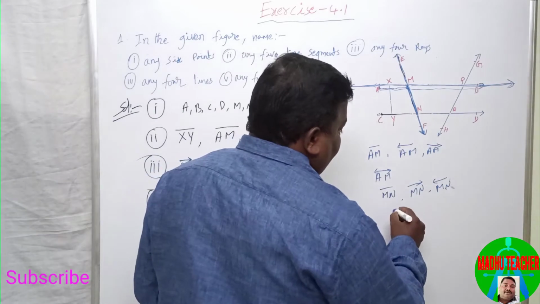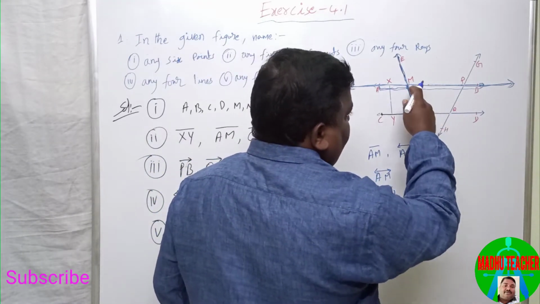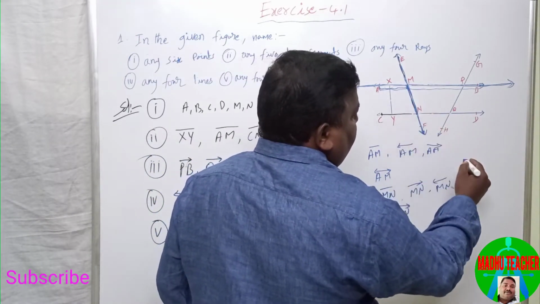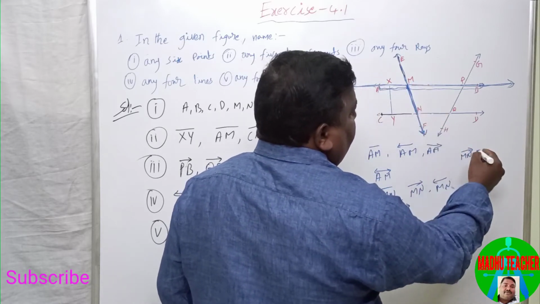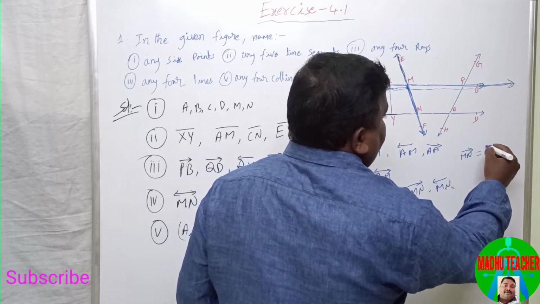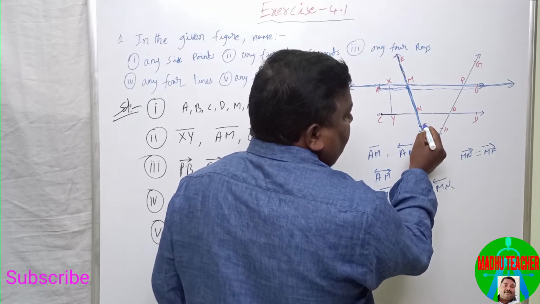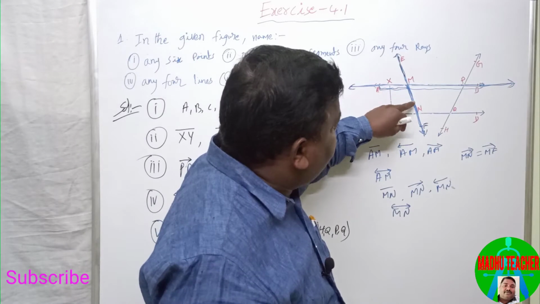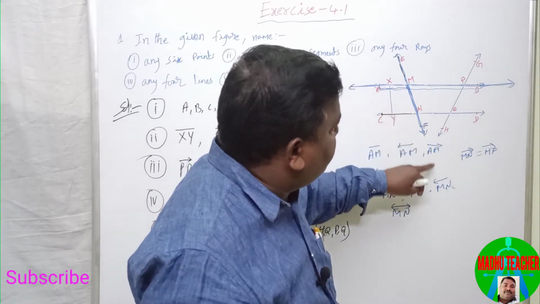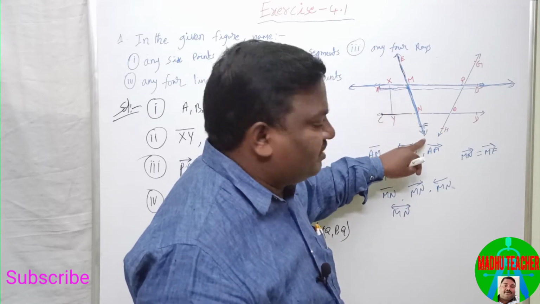MN line, this is the total line. So here again, MN ray is equal to MF ray. This is also the same. MN ray means we can extend it infinitely. MF ray is also the same.